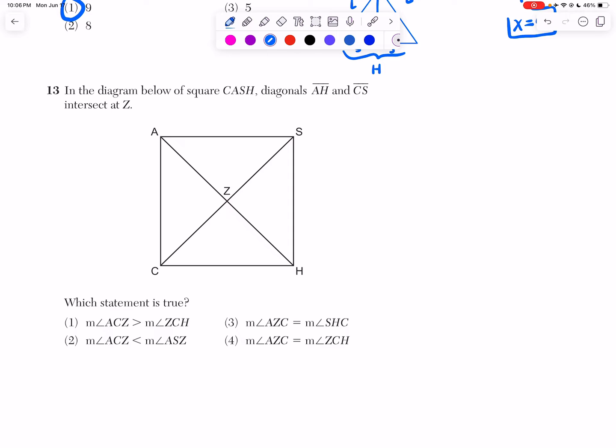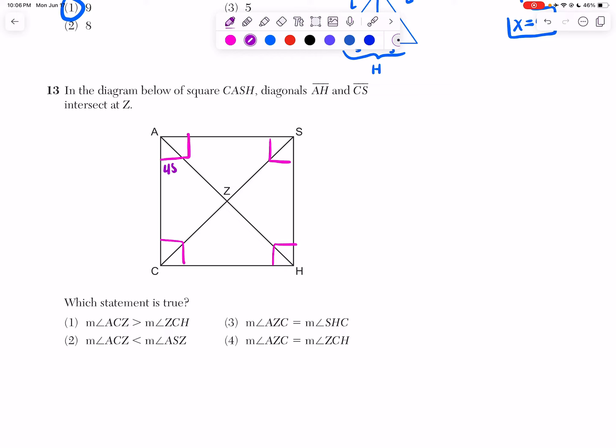Number 13, in the diagram below of square CASH, diagonals AH and CS intersect at Z. Which statement is true? So the big thing with squares is you have to remember that they are made up of 4 right angles. But the nice thing with a square is that the diagonals bisect the angles.